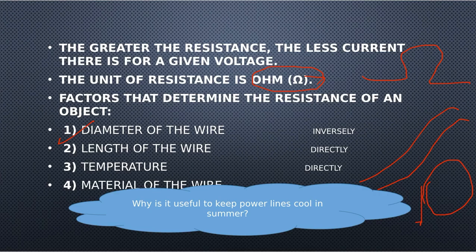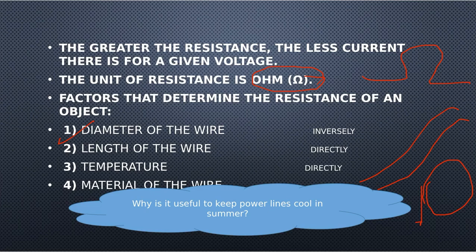Number 2 is the length of the wire. The longer the wire, the more resistance. And the shorter the wire, the less resistance. We can apply this also if you are drinking juice by a straw. If this straw is too narrow, will you find it easy for you to suck this juice? For sure not. The juice will move with difficulty if the diameter is small.